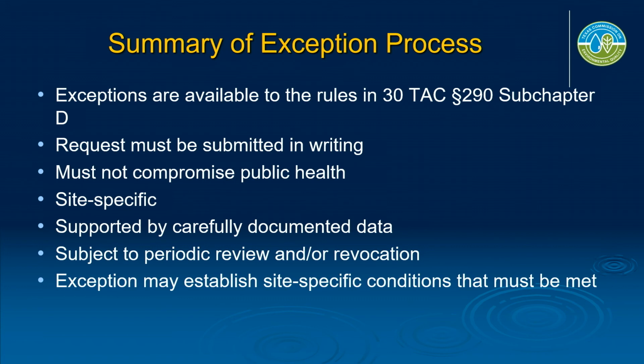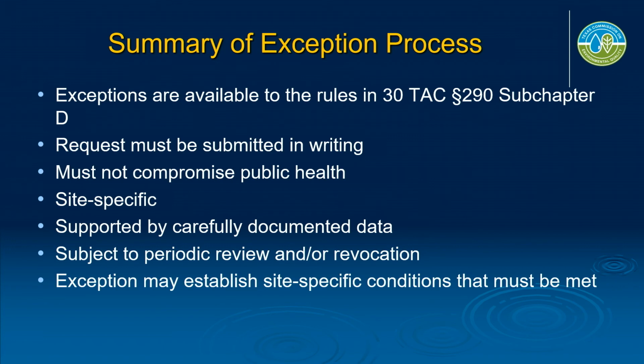All right, so a basic summary of the exception process here. Exceptions are available to the rules in the 290 Subchapter D. The request must be submitted in writing, and you can submit those either through the mail or through that PTRS email that I've been on about. Remember, it must not compromise public health. That's first and foremost, and the conditions that we'll put in the letter will reflect that and will be aimed to put public health first and foremost.